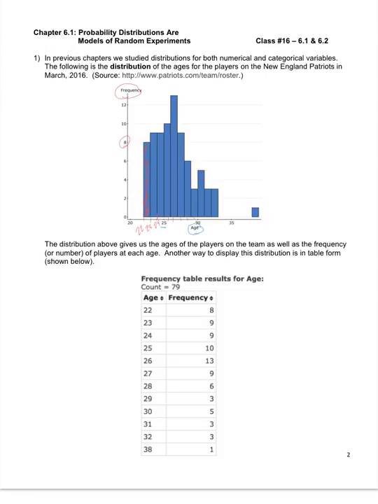Another way to display this distribution is in table form, which is shown below. Notice that the bar above 22 had a frequency of 8, which we can verify here. The table also gives us one more piece of information. It shows us that there were 79 players. If we add up all the numbers in this column, we would get a total of 79.